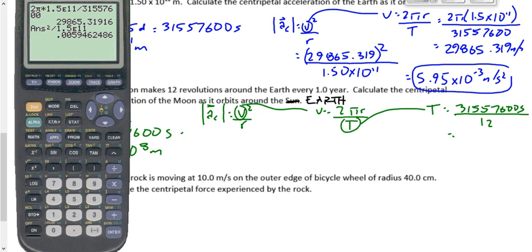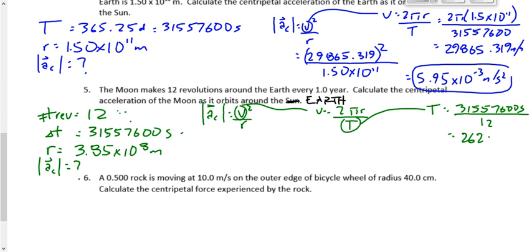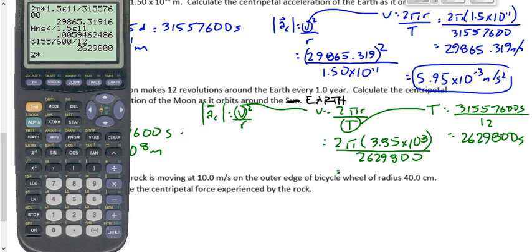That's going to give us a value of, what is that going to give us? 31,557,600 divided by 12 gives us a value of 2,629,800 seconds. Okay, we're getting there. 2 times pi times 3.85 times 10 to the 8 divided by that number. That's going to give me speed now. 2 times pi times 3.85 divided by 262.